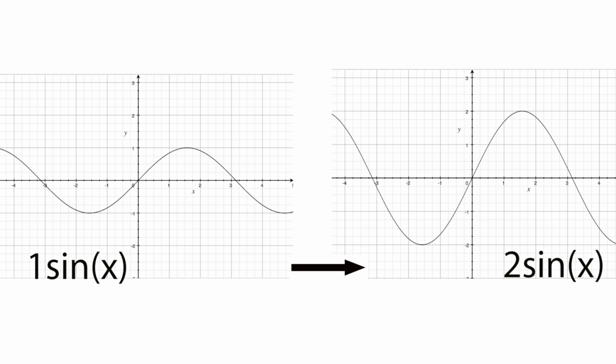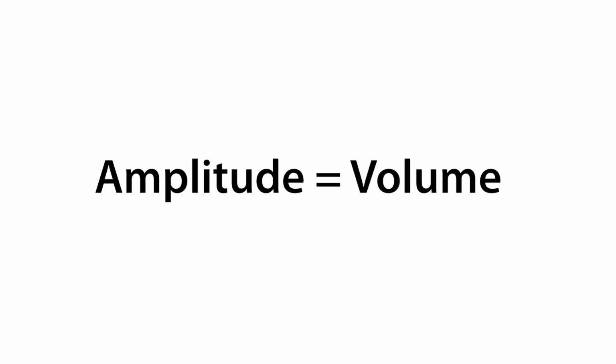If you decrease the value of A, the wave gets shorter. This is called a vertical shrink. And when talking about music, amplitude represents volume. The louder the music is, the greater the amplitude, and the taller the sound waves.